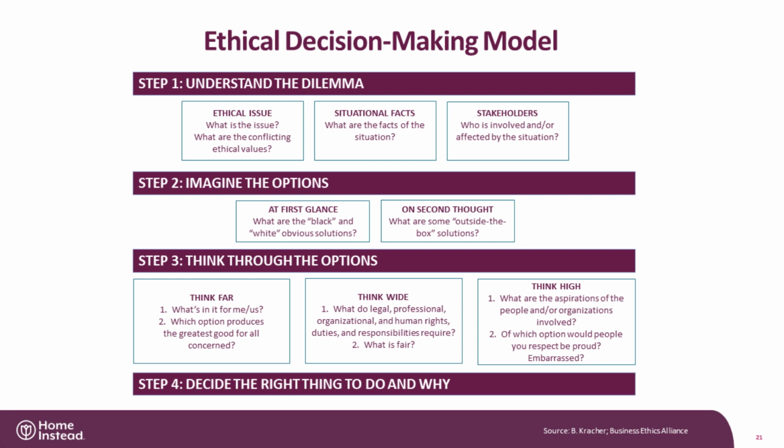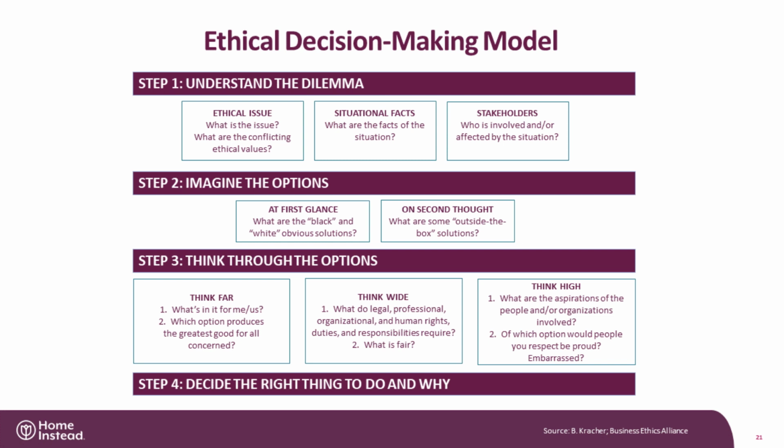an ethical decision-making model. This model was developed by Dr. Crocker, the professor that I mentioned at the beginning of this webinar. She has 4 steps that we can use to evaluate ethical decision-making. First is understanding the dilemma. Second is imagining the options. Third is thinking through those options. And then step 4 is deciding the right thing to do and why.